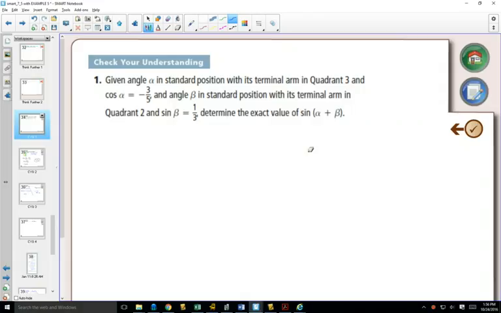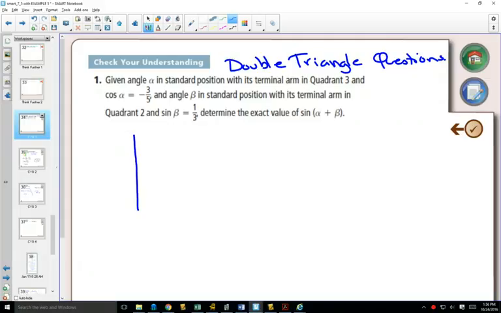So there's a lot of information here. I have a name for these kind of questions. I call these questions double triangle questions. I call them double triangle questions because you are going to draw a triangle for alpha and a triangle for beta because we're given two different angles.